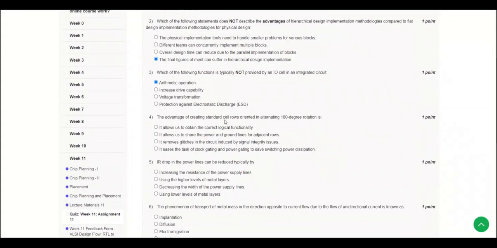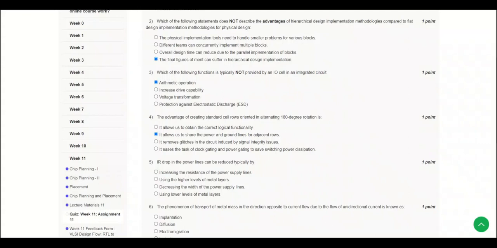So, let us first look into what a placement does. Placement basically decides the location of standard cells. In the last lecture, we had looked into chip planning, and there also we had looked into the placement of larger entities. So, it is important to distinguish what placement does. Placement is deciding the locations of standard cells and not of larger entities.